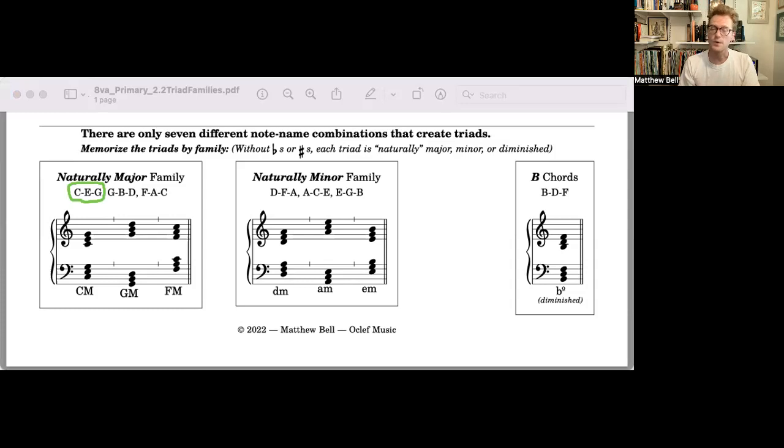And that's also in the next video, we're going to explore more about how we use the families to help them remember spelling and the shape on the keyboard when we deal with specific major, minor, or other qualities of triads.